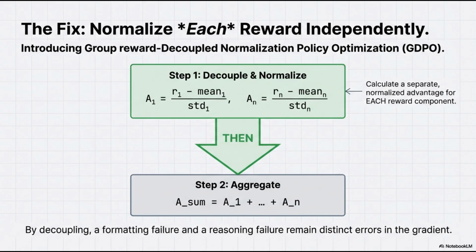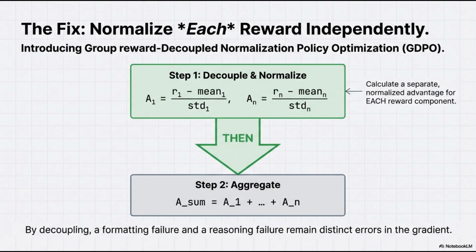This is the key insight. We calculate a separate normalized advantage for each reward component. Format reward gets normalized on its own scale. Accuracy reward gets normalized on its own scale. They never mix until the final step.